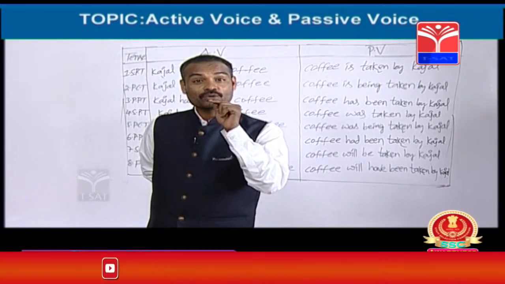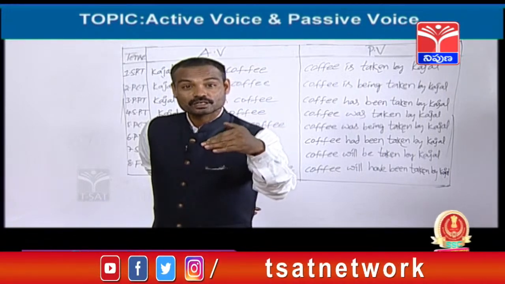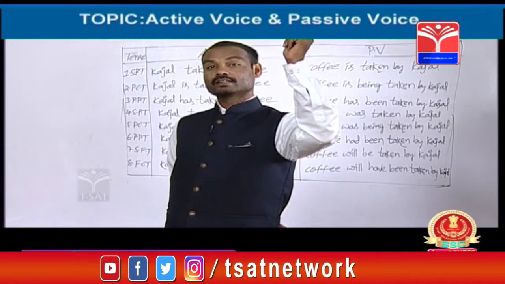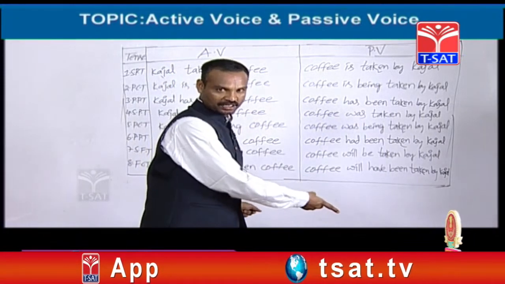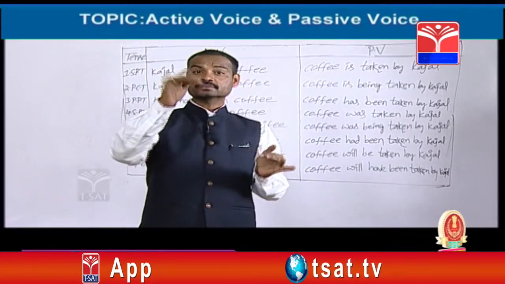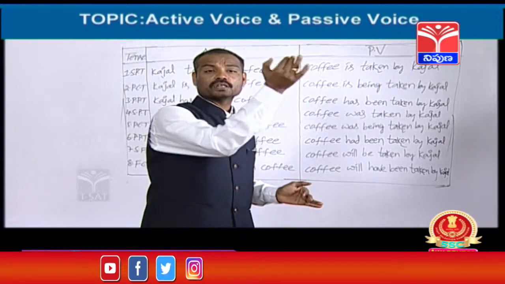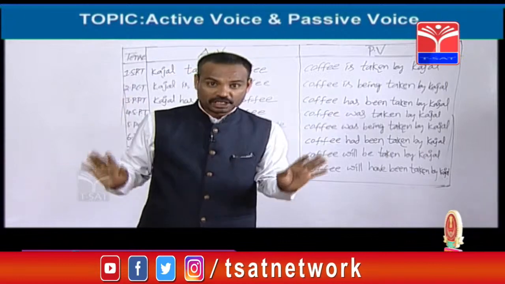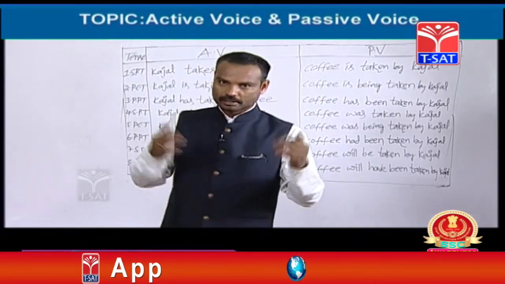Whenever you find am, is, are, was, were in the active voice, automatically there should be an ing form. Then you should write being. That's all. If you find have, has, had, you should write been in the passive voice. If you find either am, is, are, or was, were, then you should write being. Or else you can simply remember: when you find the ing form, then being should be written in the passive. Is that clear? Clear, I think.